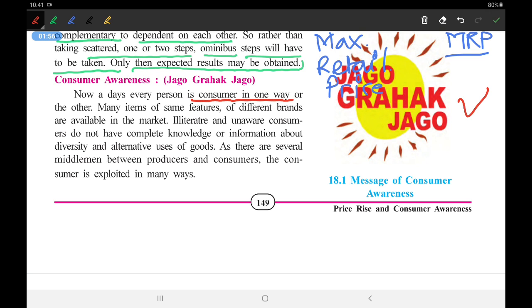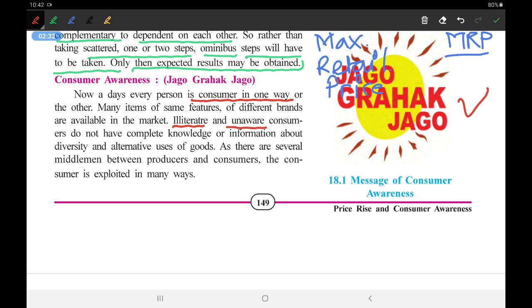Many items with the same features from different brands are available in the market. Take the simple example of a biscuit. The same type of biscuit will be available in the market from different brands. Take the example of mobile phones. Same kind of mobile phones with the same features will be available from different brands. Now how to decide which mobile phone you want, or which is good, which has better facilities? You should be aware about it, and that is known as consumer awareness.